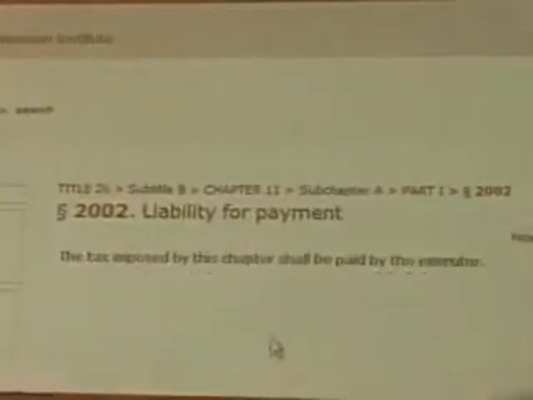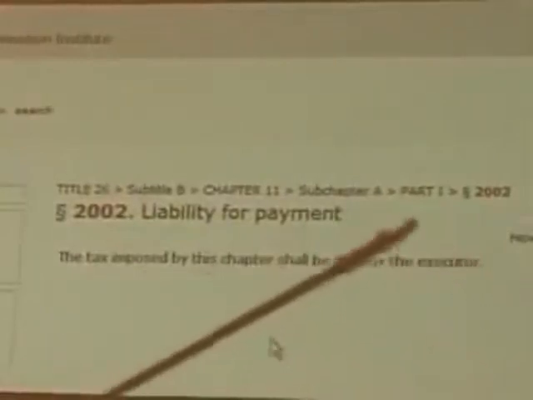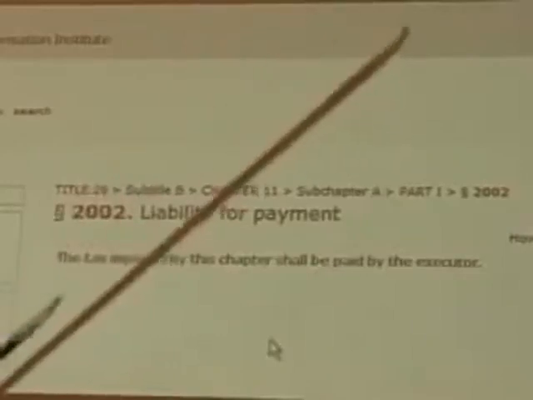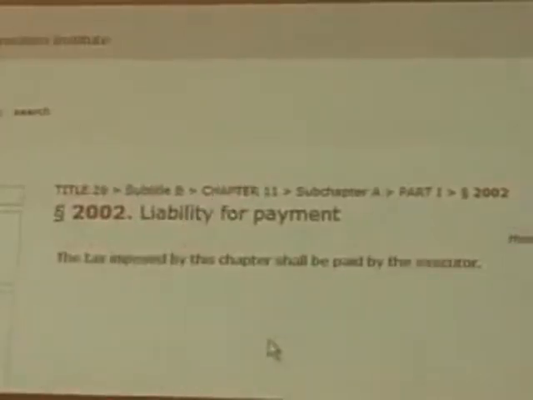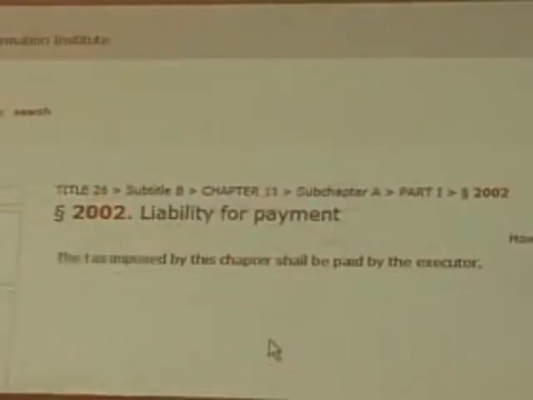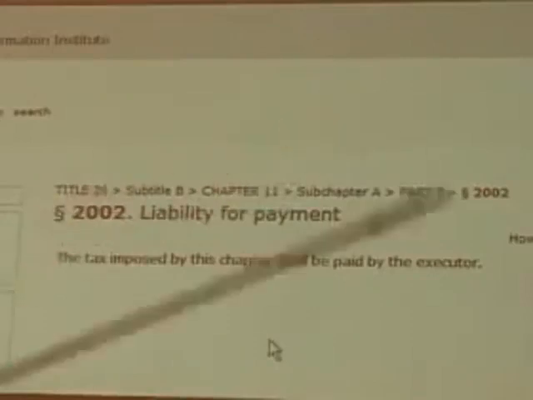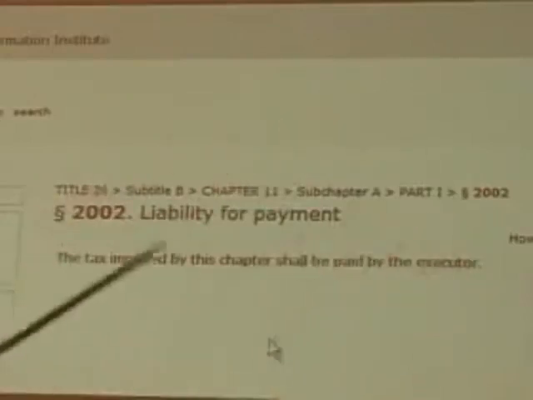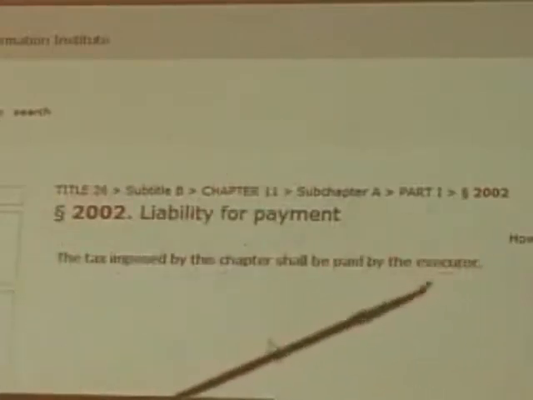Who's liable for the tax on an estate? The tax imposed by this chapter shall be paid by the executor. Who's the executor? The person who has actual and constructive custody of the estate property. Who has actual or constructive custody of the estate property? The judge does, because you're in his courtroom. Well, he's liable.